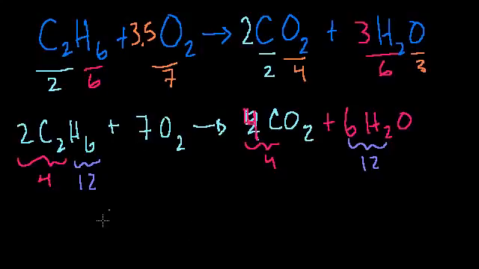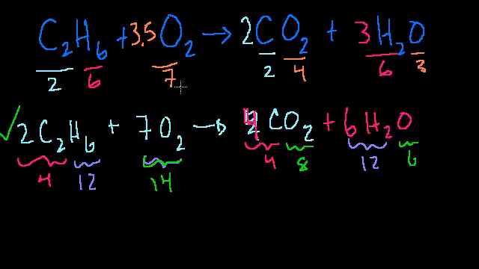How much oxygen do I have? I have 14 oxygens here. And here I have 8 oxygens, and here I have 6 times 1, 6 oxygens. So 6 plus 8 is 14. So my equation has been balanced.